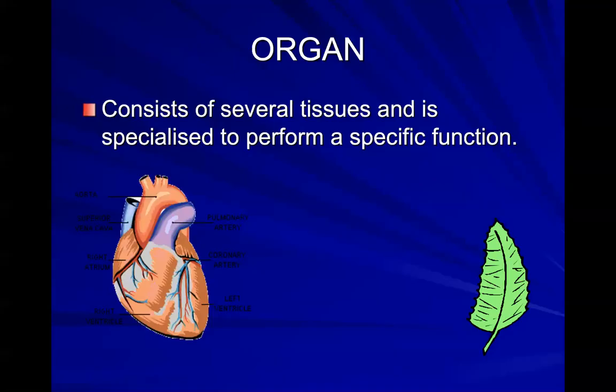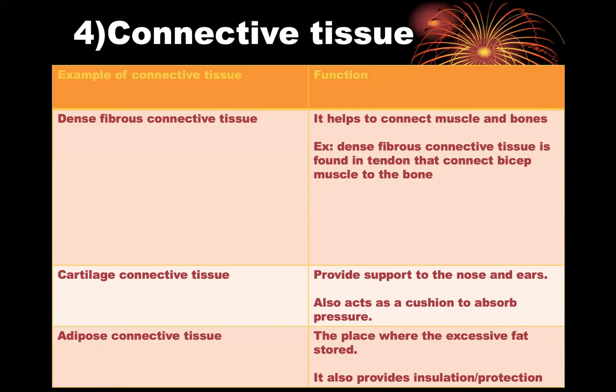Okay, guys. So the last one is connective tissue. There are three types of connective tissue that you should know. We have dense fibrous connective tissue, which helps to connect muscle to the bones. Then we have cartilage connective tissue, to support our nose and ears. Right now, can you touch your nose and ears? So it has cartilage connective tissue. And we also have adipose connective tissue, the place where excessive fat is stored.